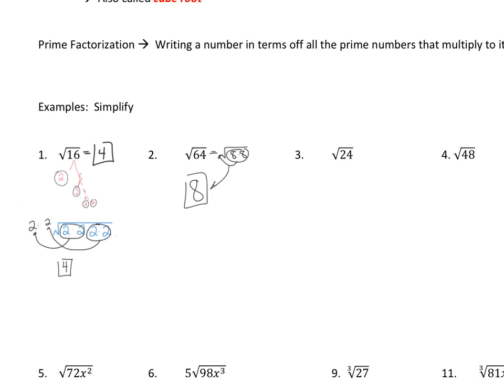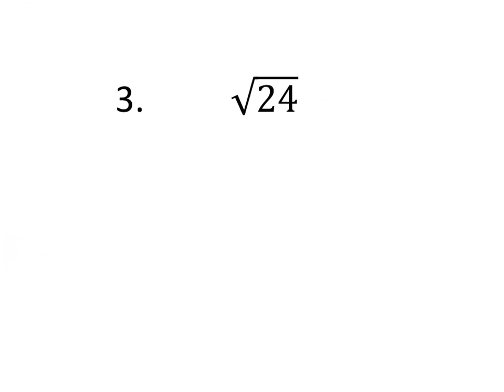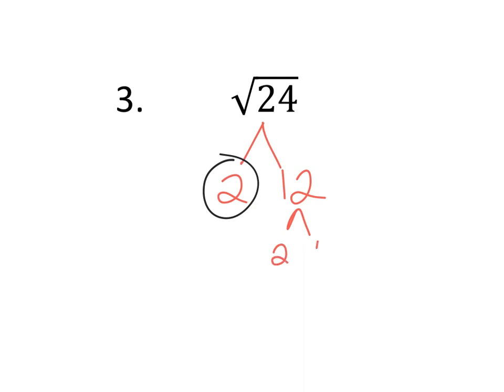Now I go on to the square root of 24. I say to myself, what makes 24? 2 and 12. I circle my 2. What makes 12? You can do 4 and 3 or 2 and 6. And remember, we're always multiplying. So I now circle my 2 again. And now I say, what makes 6? 2 and 3. And you're always circling your primes. By definition, a prime number is a number that can only be multiplied by itself and 1.